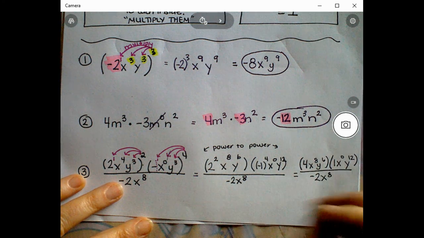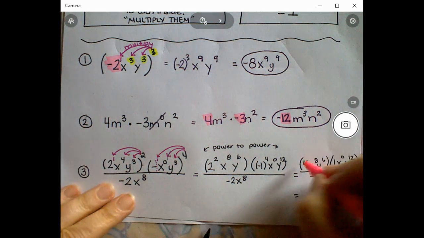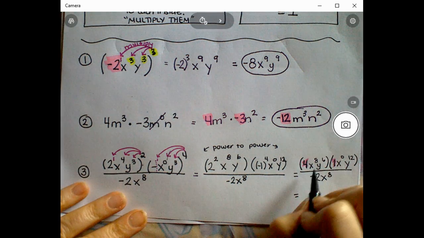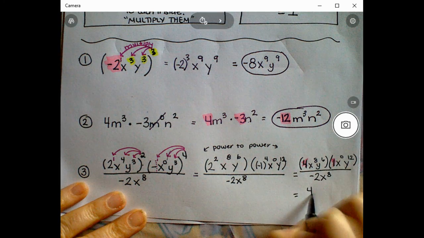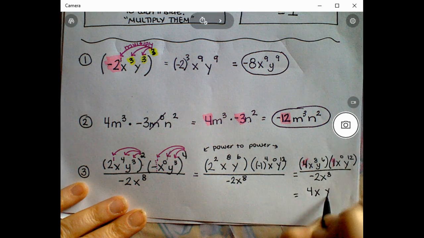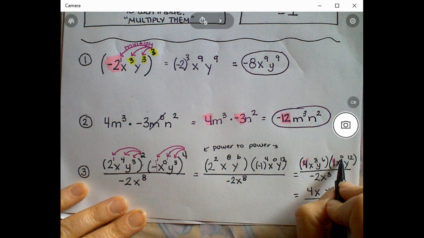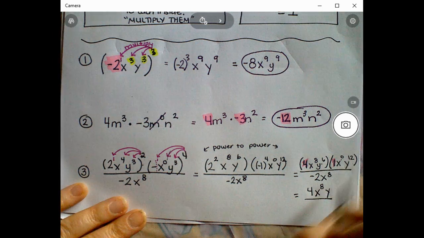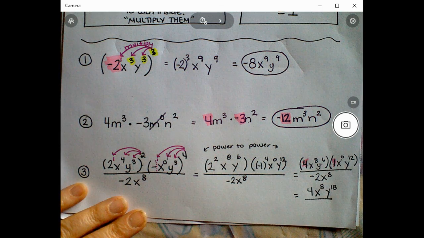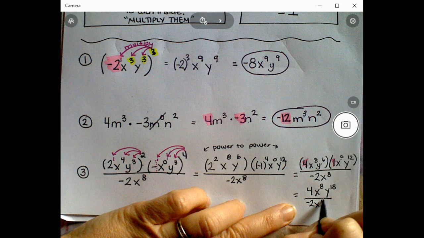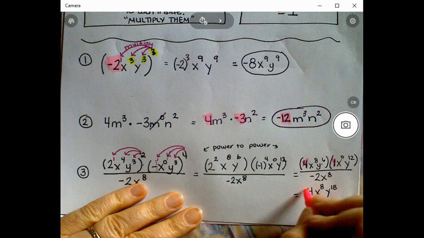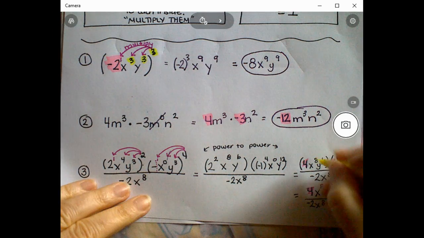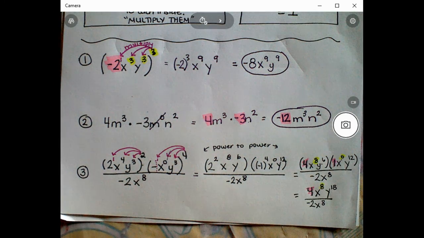Now we need to multiply. When you multiply coefficients, and then you're going to add the exponents. 4 times 1 is 4. We have x's and y's. 8 plus 0 is 8. 6 plus 12 is 18. And we haven't even touched the denominator yet. Okay. I hope that you guys can see what we've done here so far. We're going to finish up the problem.